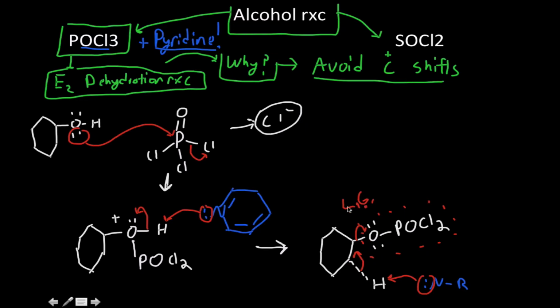I hope that's not getting too messy for you, but at the end of the day, what we're left with as a product is an alkene. And this way, because we never had any carbocation formation, we know exactly where it's going to happen, and we know exactly what's going to happen.